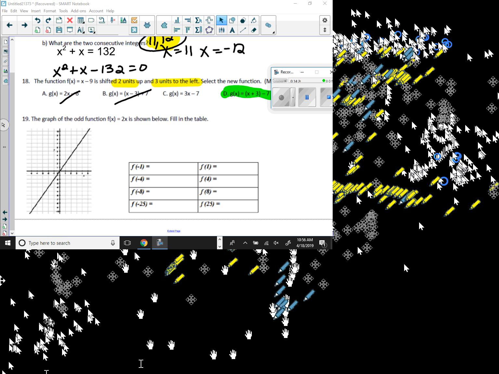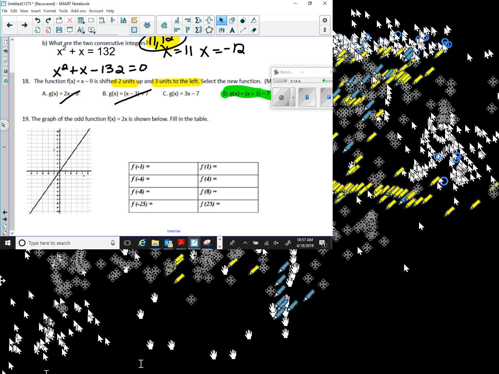All right, look at number 19. The graph of the odd function f of x equals 2x is shown below. Fill in the table. All right, so it says f of negative 1. This just means where is y? Excuse me. Where is x negative 1? x is negative 1 and y is negative 2. All right.